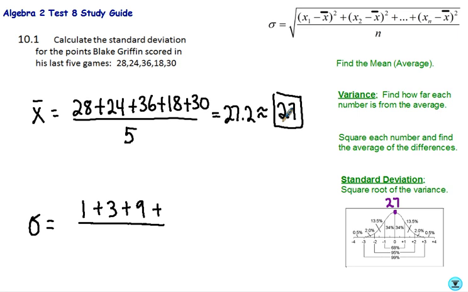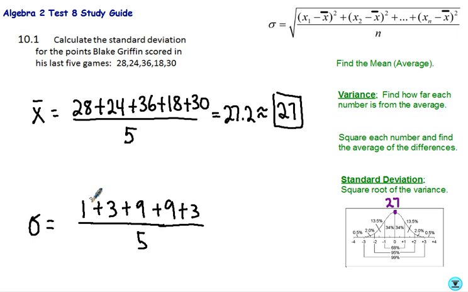So let's see, where did we leave off? We got 1, 2, 3. So the fourth number is 18. That ends up being 9 away from the average, and 30 is 3 away from the average. Now what we're going to do is find an average of the differences. So again, there's 5 numbers.